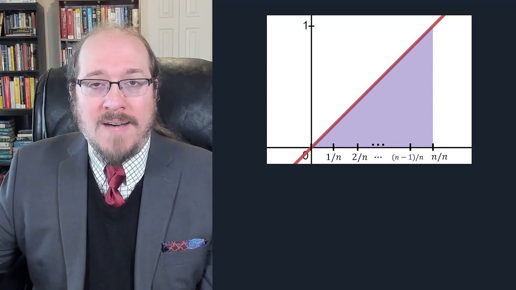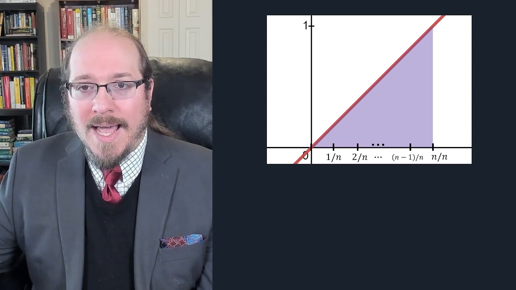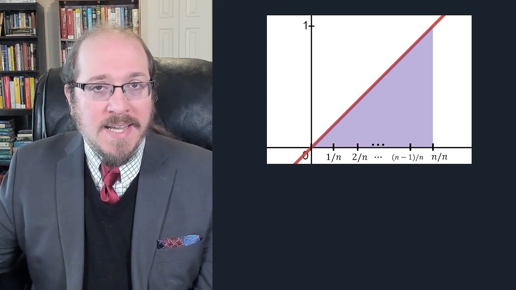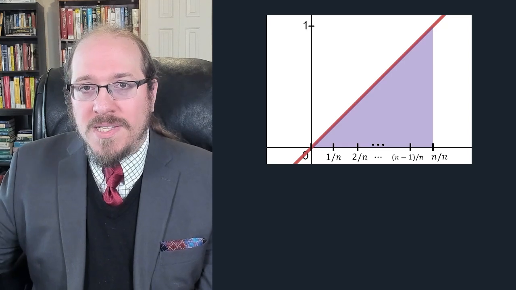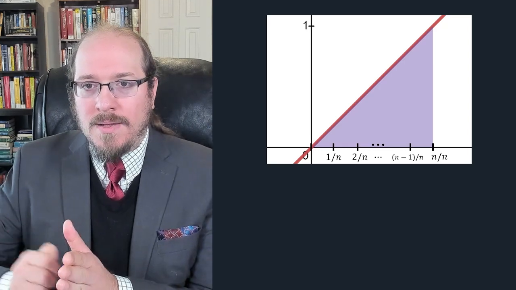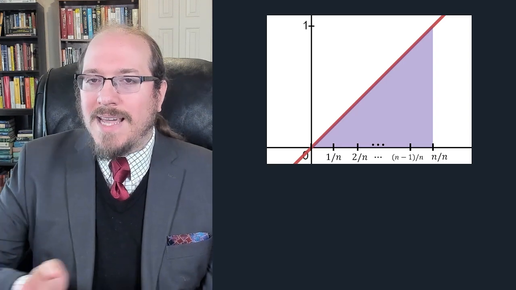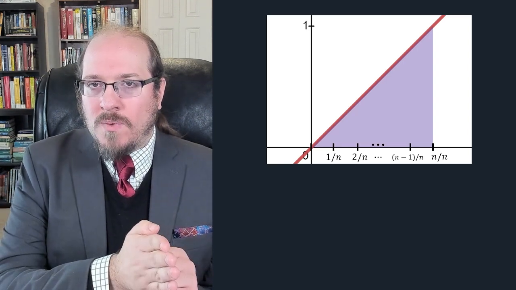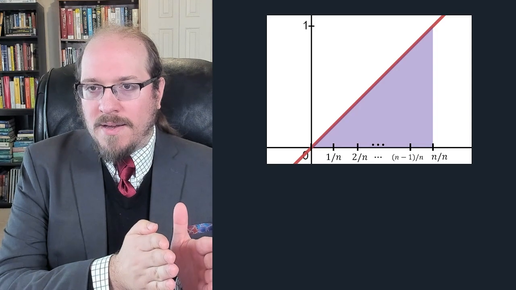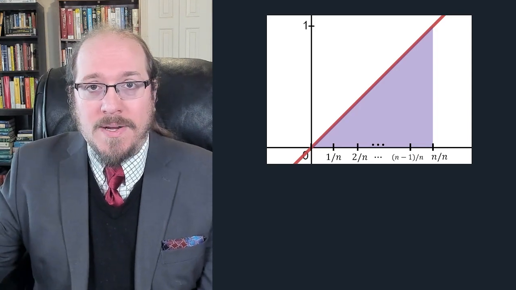Then each interval will have a length of 1 over n, and that'll be the base of each rectangle we build on top of it. The first interval goes from 0 to 1 over n, the next goes from 1 over n to 2 over n, and so on, until the nth interval goes from (n minus 1) over n to n over n, which is 1, our rightmost endpoint, just as expected.